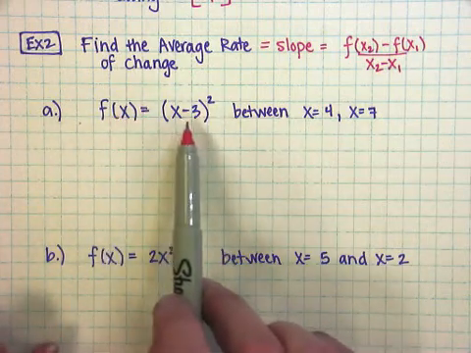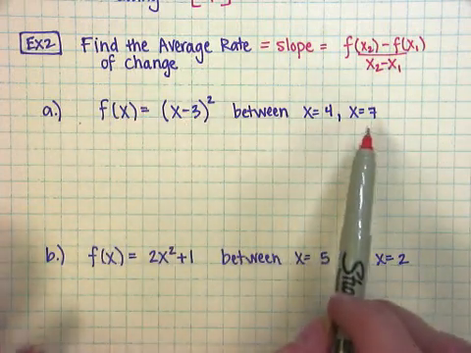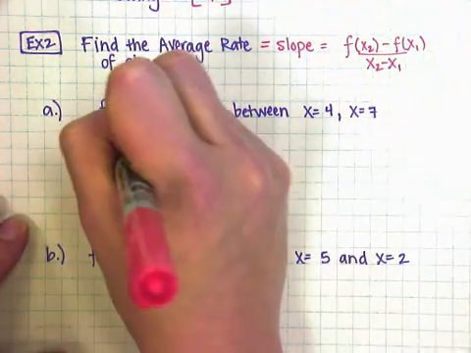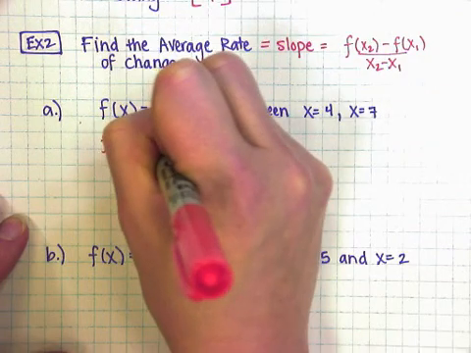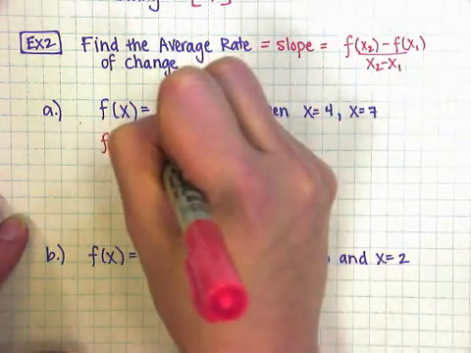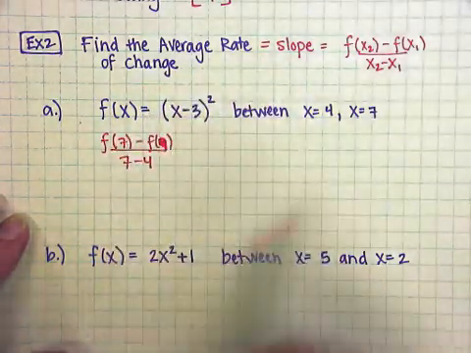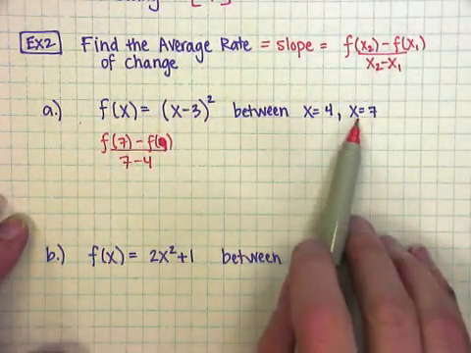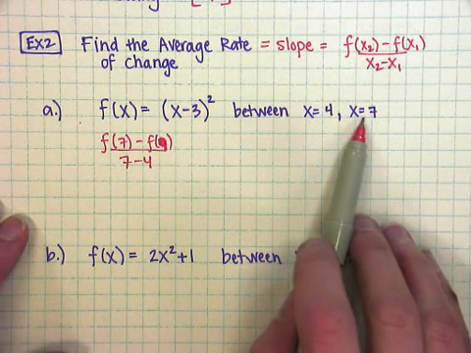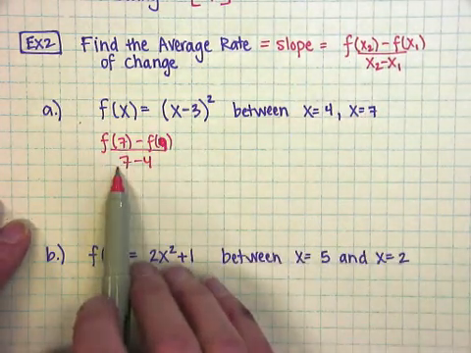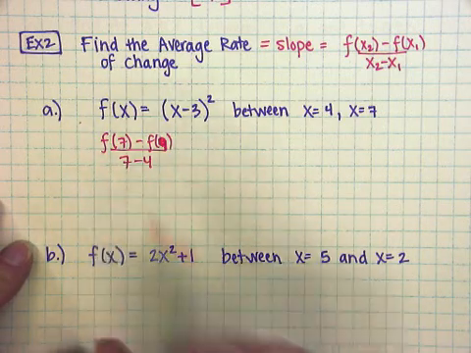So for the first problem, if I want to find the average rate of change for the function (x minus 3) squared, between x equals 4 and x equals 7, the first thing I'm going to do is write down the formula. So f of 7 minus f of 4, over 7 minus 4. Okay. It's going to be helpful to put the bigger number first. I'm sure you've noticed in the practice problems we've been doing in class that if you have the bigger number first, you're going to reduce the number of negatives you have to deal with.